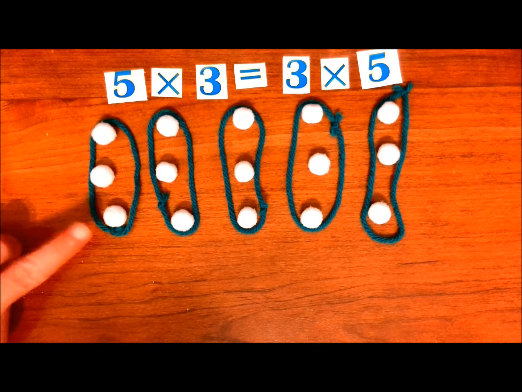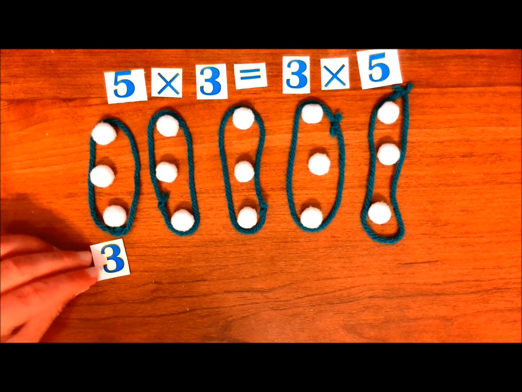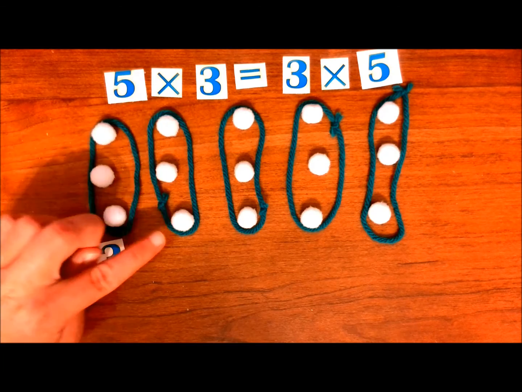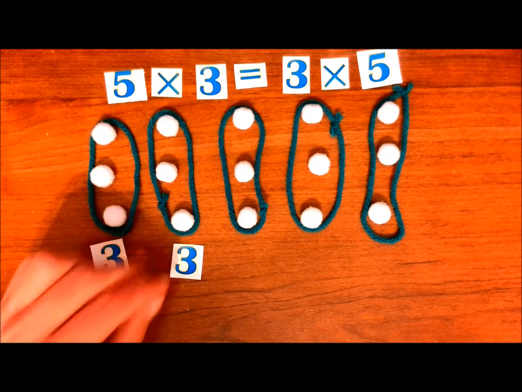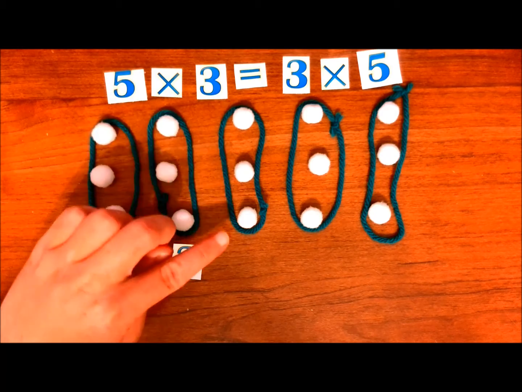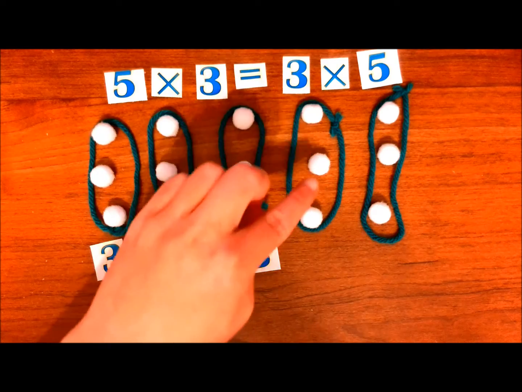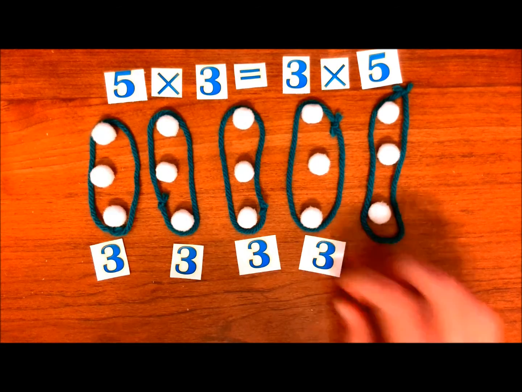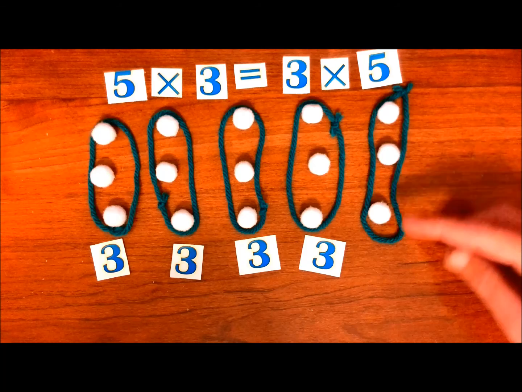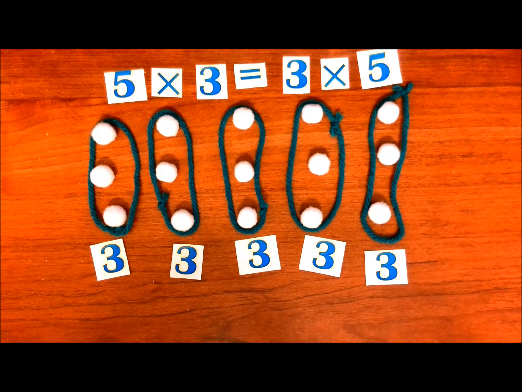1, 2, 3 pom-poms here. 1, 2, 3 pom-poms here. 1, 2, 3 pom-poms here. 1, 2, 3 pom-poms here. 1, 2, 3 pom-poms here.